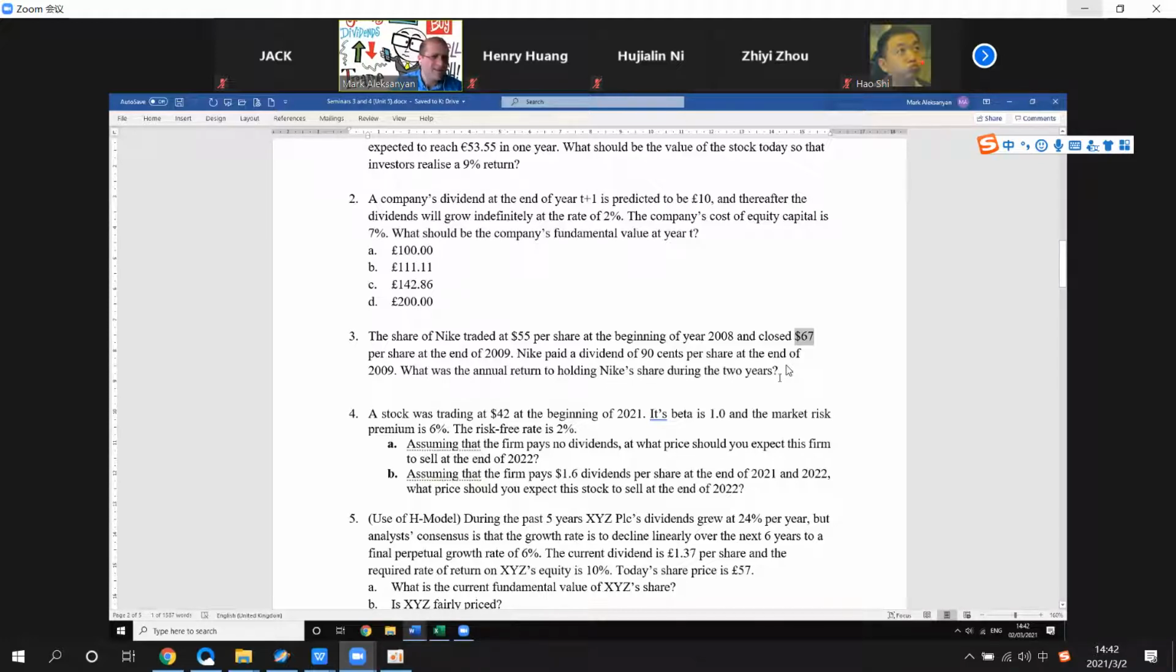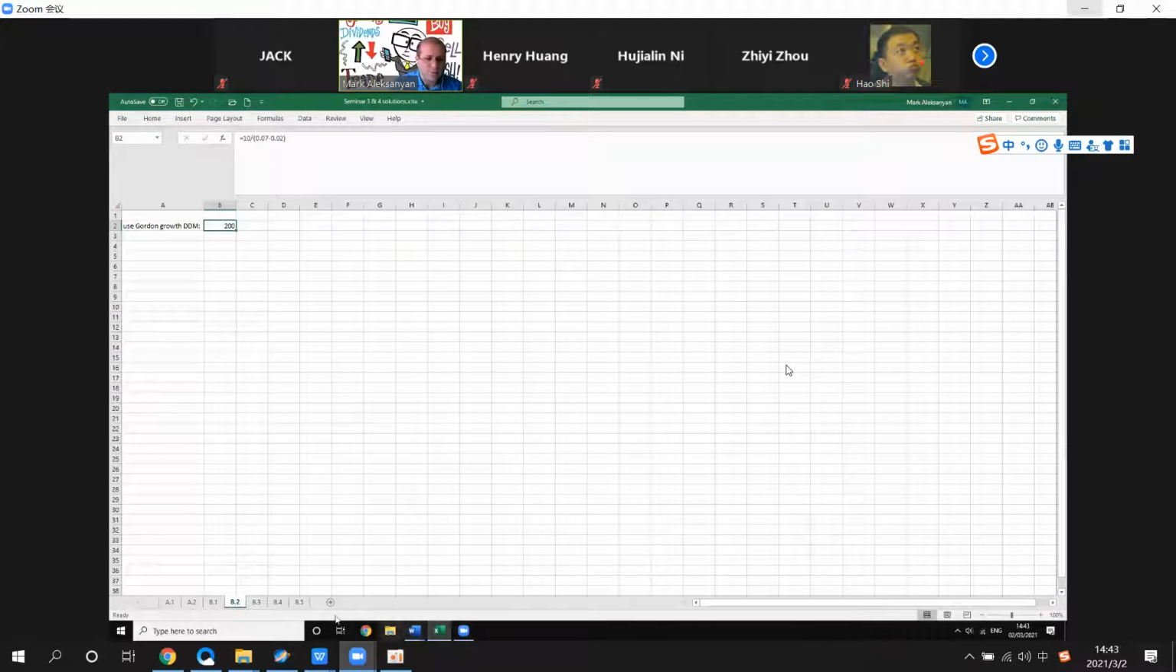In other words, let me just translate this because a number of people might not necessarily appreciate what this question is about. So what is the annual return from holding the Nikes? In other words, what's the implied rate of return, or what's the implied discount rate, essentially? In other words, what discount rate will equate the future value of 67 plus 90 to the present value of 55? Again, that's an easy question with an easy solution.